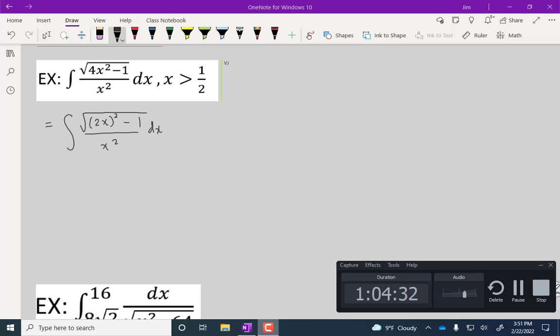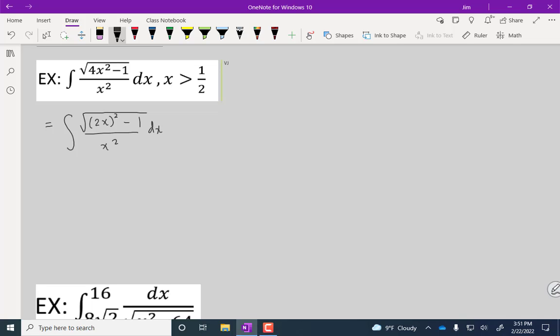So the 2x here, we want to replace that with secant, because when we look at this identity, secant squared minus 1 can turn into tan squared. So we're going to go secant of theta is equal to 2x. And then when we differentiate, we're going to get secant theta tangent theta d theta is equal to 2dx. So that's going to put us in a position where we can start turning all the x's into thetas.